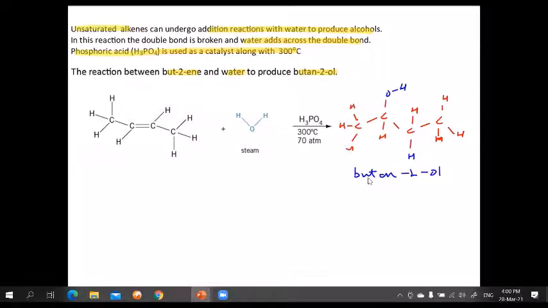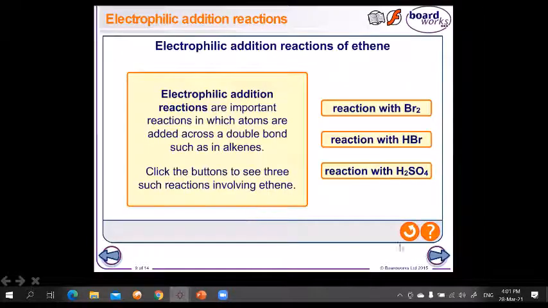And again, this is your butan-2-ol. You could easily just call this 2-butanol. Remember, I like that name better than having the 2 separated from the ol. So I can easily call this 2-butanol. All right, that is then addition of water. I don't think I have anything else to share with this one.